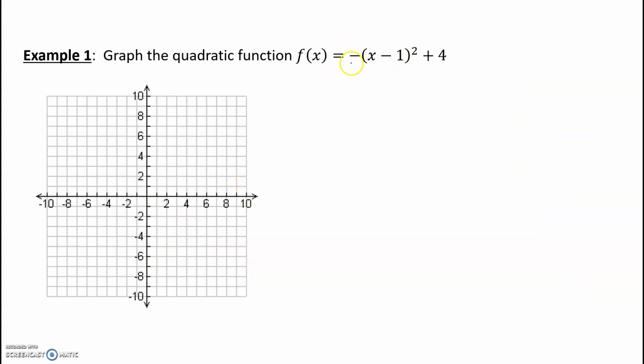So let's start with this negative out front. This negative out front means we're opening down, because a is -1. Our vertex, remember this was x minus h, so h is 1, and k is 4. I know it's tempting to put -1, but the equation was x minus h, so h is a +1.